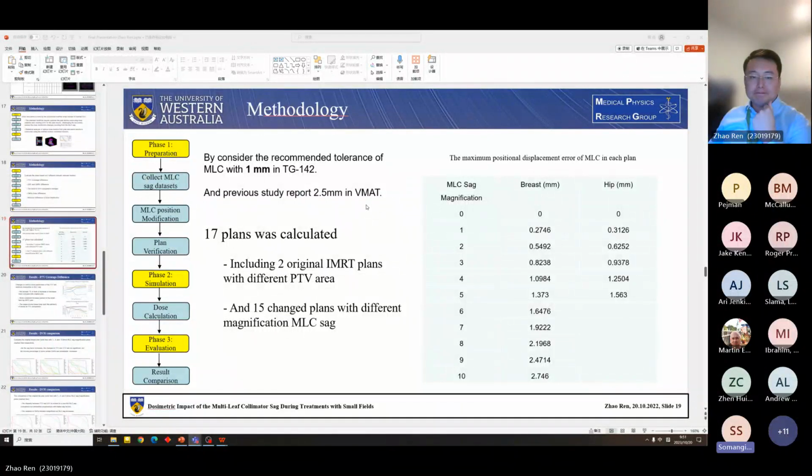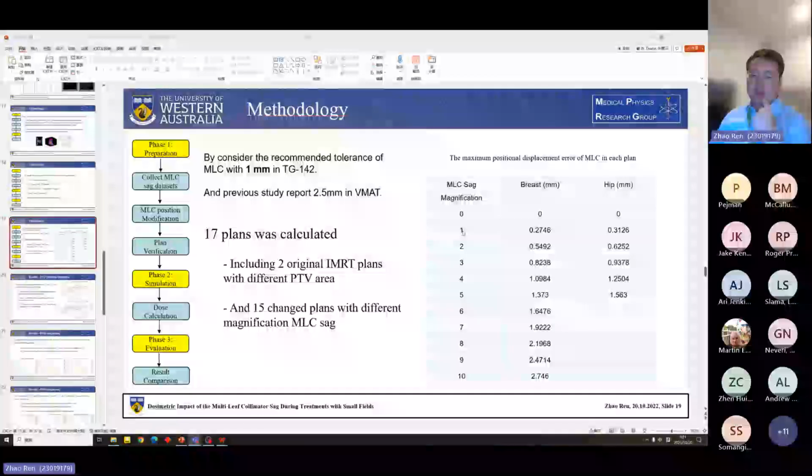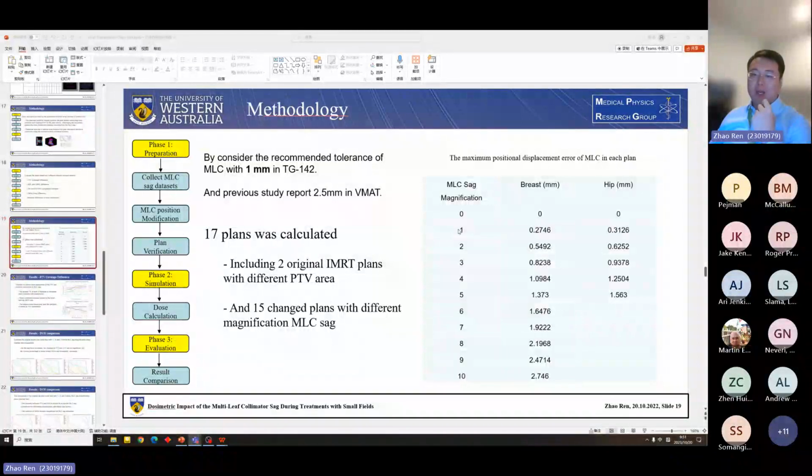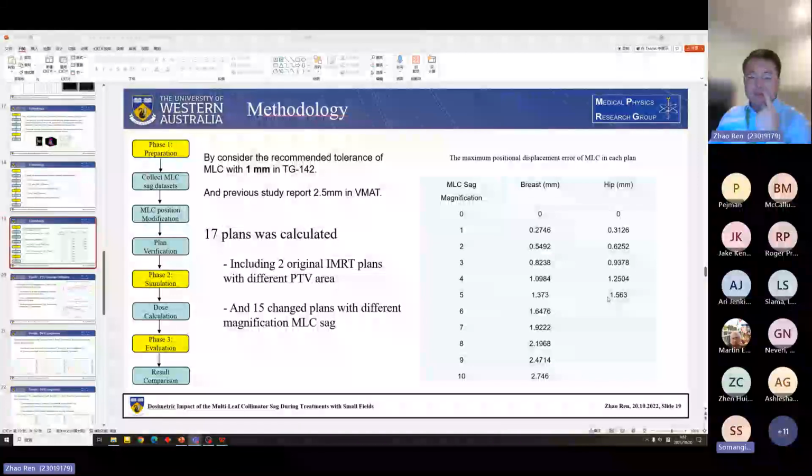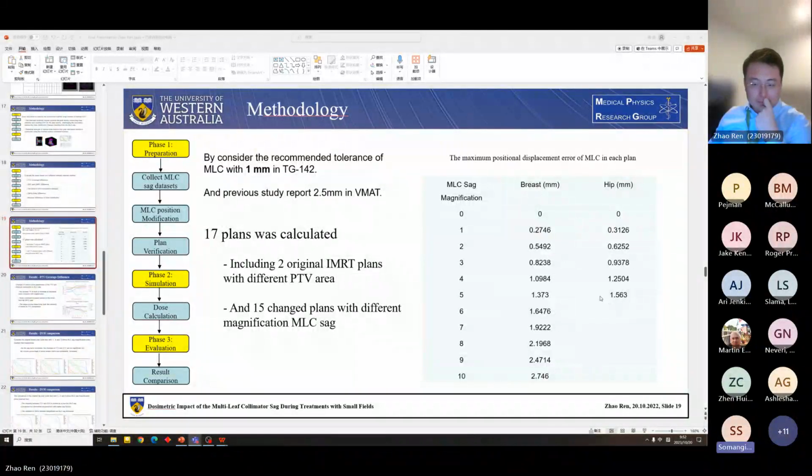Zero to 10 MLC sag magnification. Yeah. So zero sag magnification represents the original plan, and the changed plans go from 1 times the MLC sag to 10 times the MLC sag. So the same plan, you said there was some sort of bug with this software. Yes. So the same plan, if it is run, may not be the same plan.